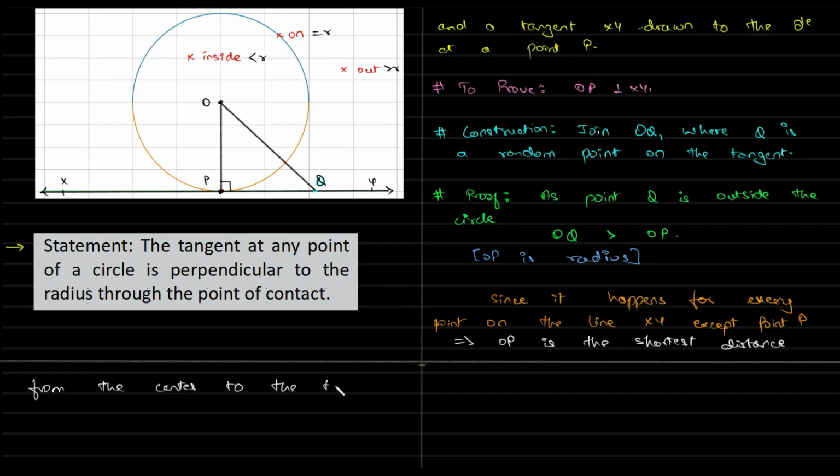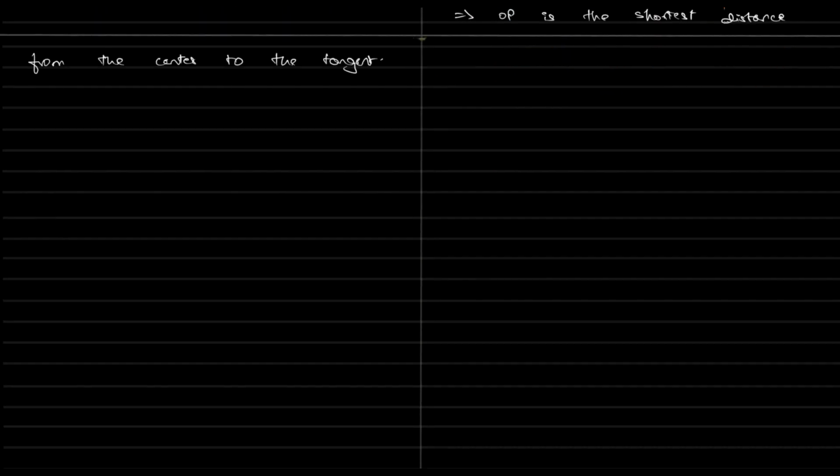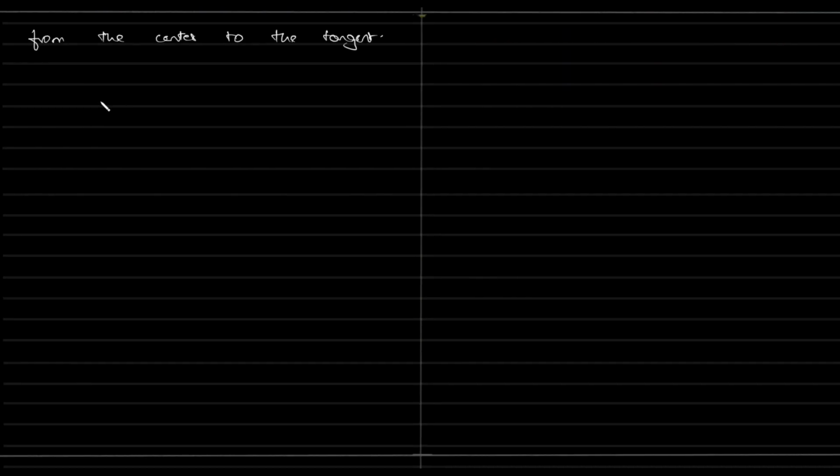So if this is the shortest distance, what can we tell? This is a kind of axiom, right? One which is true without proof. So OP has to be perpendicular to XY. The shortest length from a point to any line is the perpendicular. This is something that we need to know. So this is the proof, hence proved. Now you can pause and have a look.